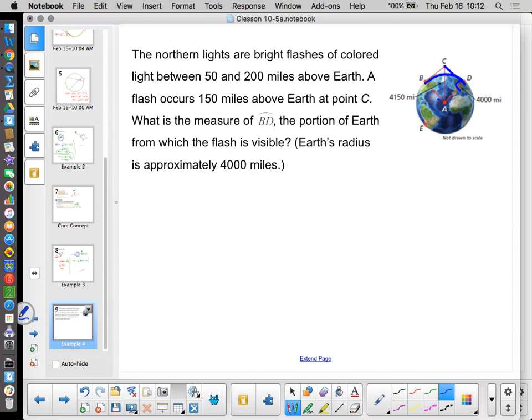And so I could set up the Pythagorean theorem to find the length of CD very quickly, because CD squared plus 4,000 squared equals 4,150 squared. Now, that's some big numbers, but I have calculators for that. 4,150 squared minus 4,000 squared, and take the square root of that answer. And that's 1,106 approximately. It's 1,106 miles.